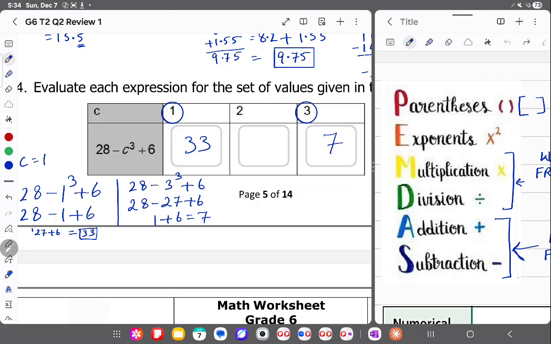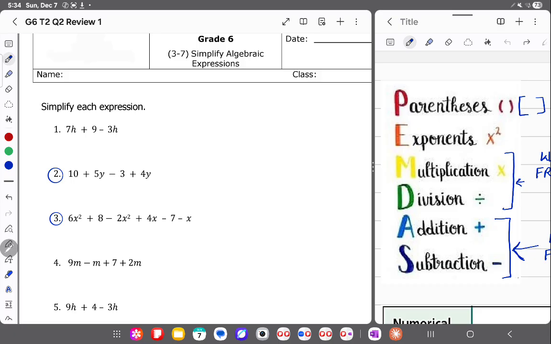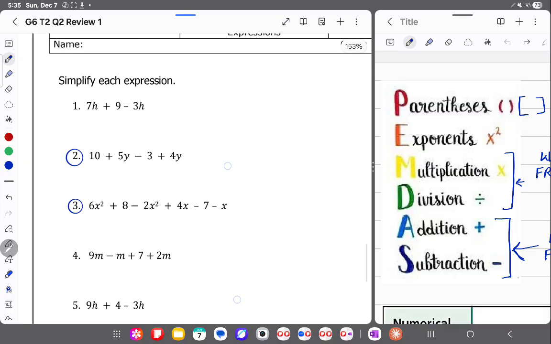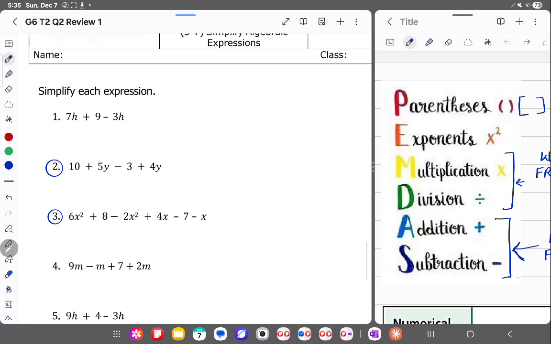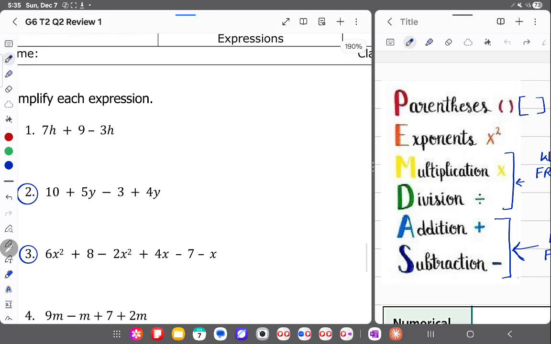Okay, let's move to the next topic, simplify algebraic expressions. So in this topic, we will have algebraic expressions and we will have to simplify them. In order to simplify, what we need to know is if there are any like terms.